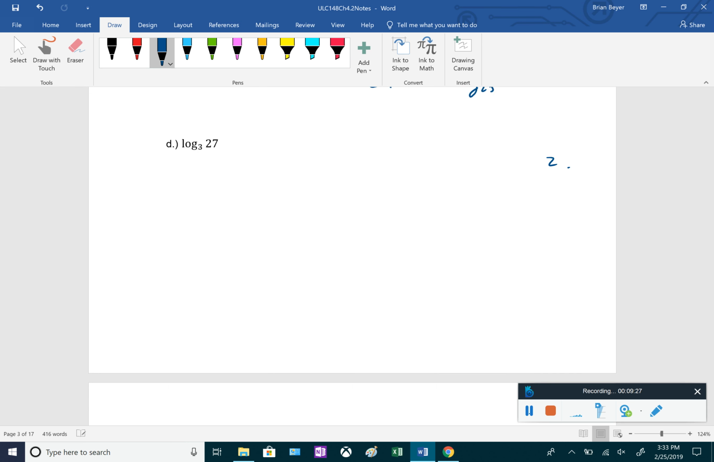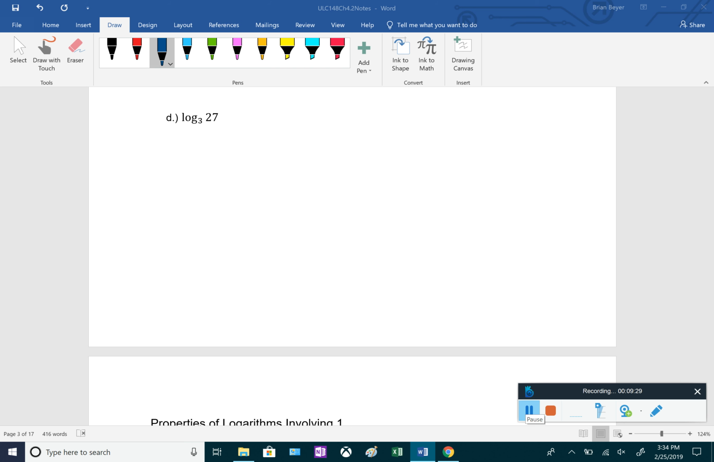And for the last one here, for D, log base 3 of 27. Set it equal to x, convert it to exponential form. That's going to be 3 to the x equals 27. So we think, what do we have to raise 3 to in order to get 27? The answer is 3, because 3 cubed equals 27. So that means log base 3 of 27 equals 3.